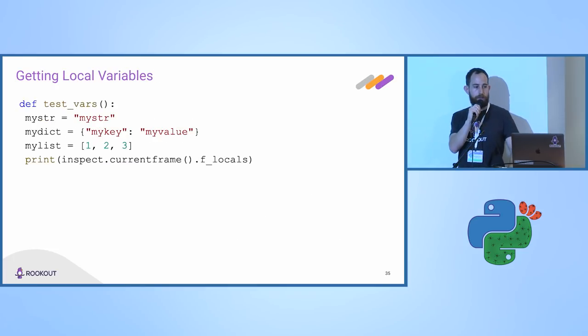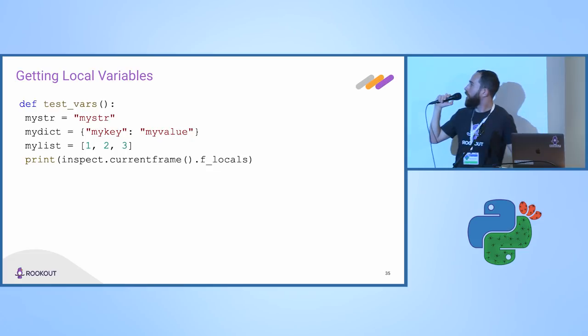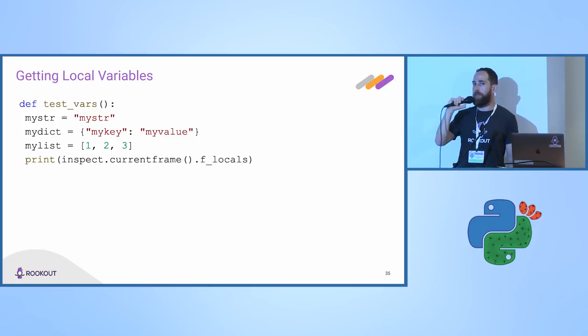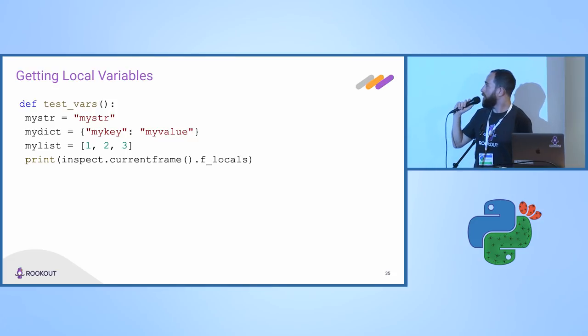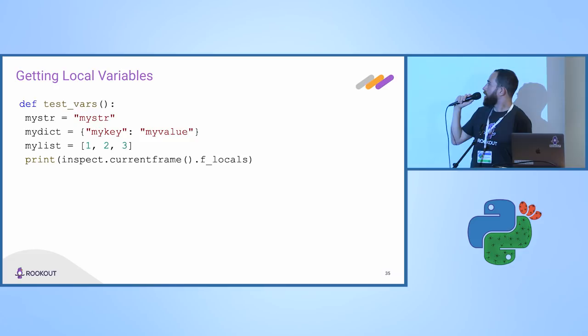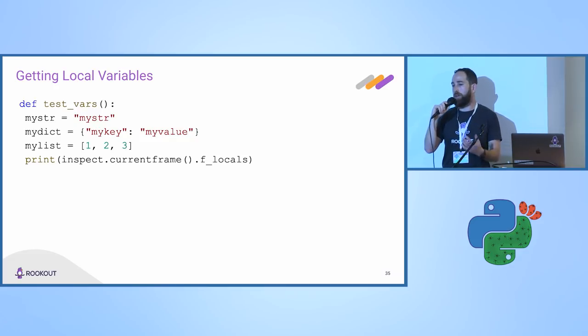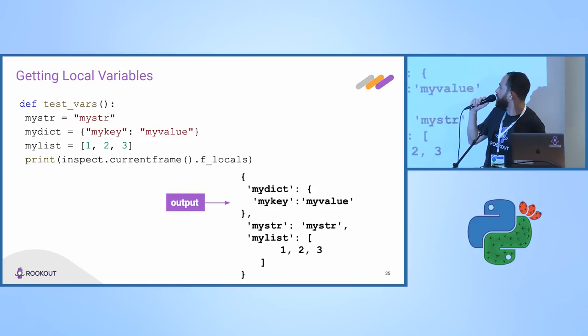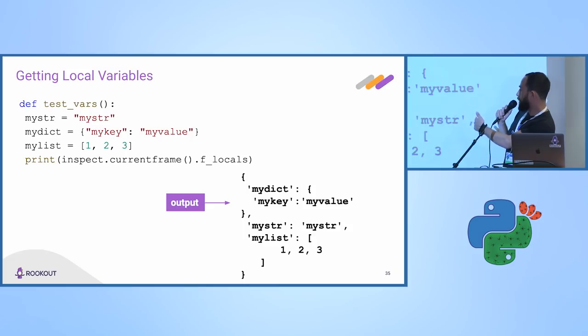Additionally, we have test_vars. Test_vars allows us to see how local variables look from the frame perspective. We have my_str, which is a string, my_dict, which is a dictionary, my_list, a list, and then we'll go ahead and print f_locals of the current frame. f_locals is an attribute of the frame which allows us to access its local variables. Local variables are literally stored as a dictionary. Variable names are keys, and variable values are the values within the dictionary. So my_dict is a dictionary, my_str is a string, my_list is a list, all of it within a dictionary. Fairly straightforward, much, much easier to use than what I've shown you earlier.